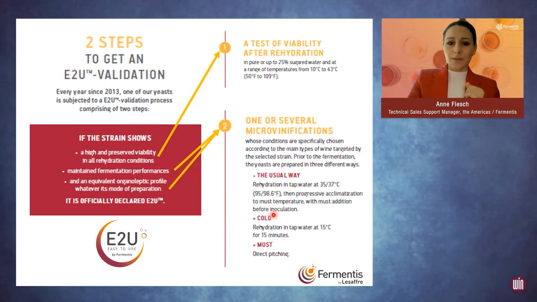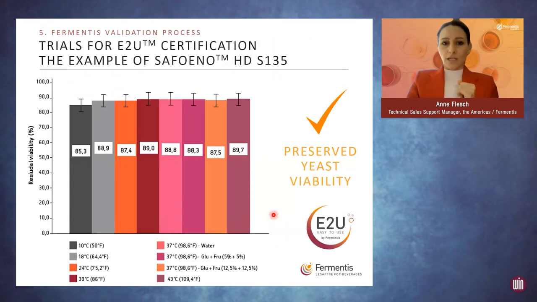So I have an example to show you today. These are trials for the certification of the Stefano HTS 135, which has been a very popular choice in North America for red wine, giving a really nice structure, nice color, but also a smooth finish on many different types of red wine. Here you have the laboratory scale that I mentioned. We did rehydration of the yeast in different temperatures of water, from 10 Celsius to 43 on the right, and we also did different concentrations of sugar, mimicking the concentration of sugar in the must. And we looked at the residual viability after rehydration.